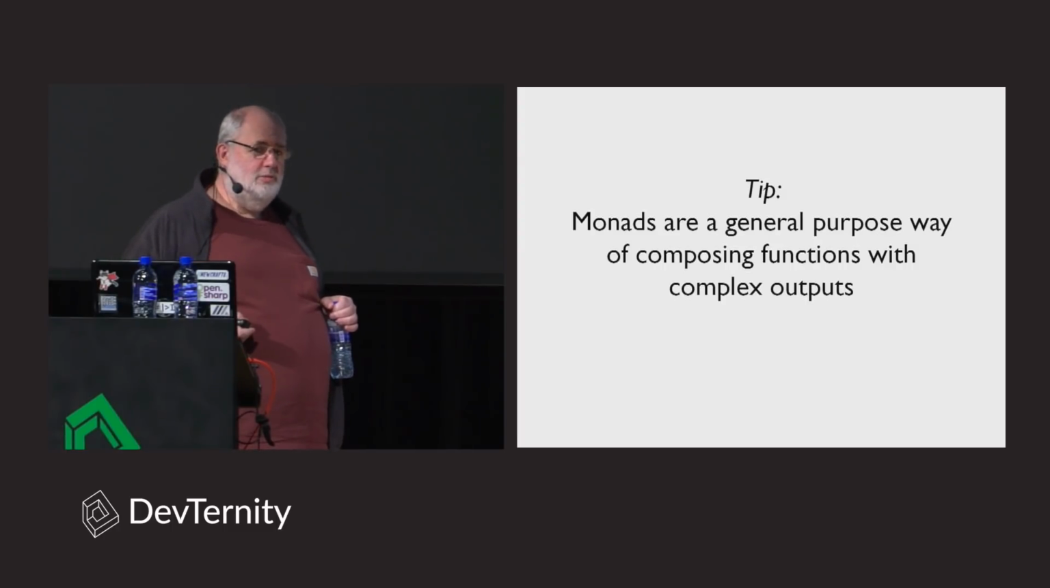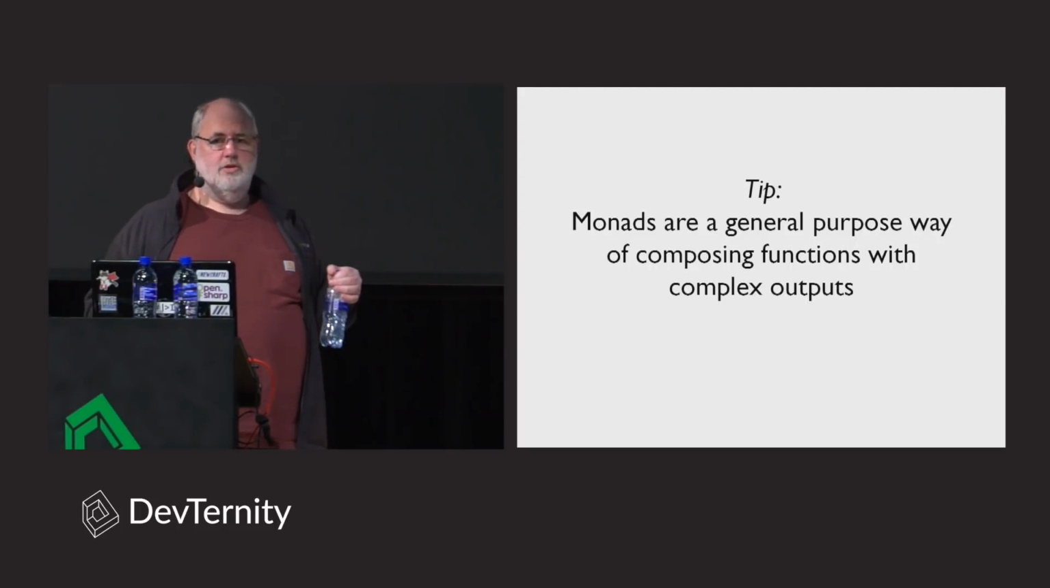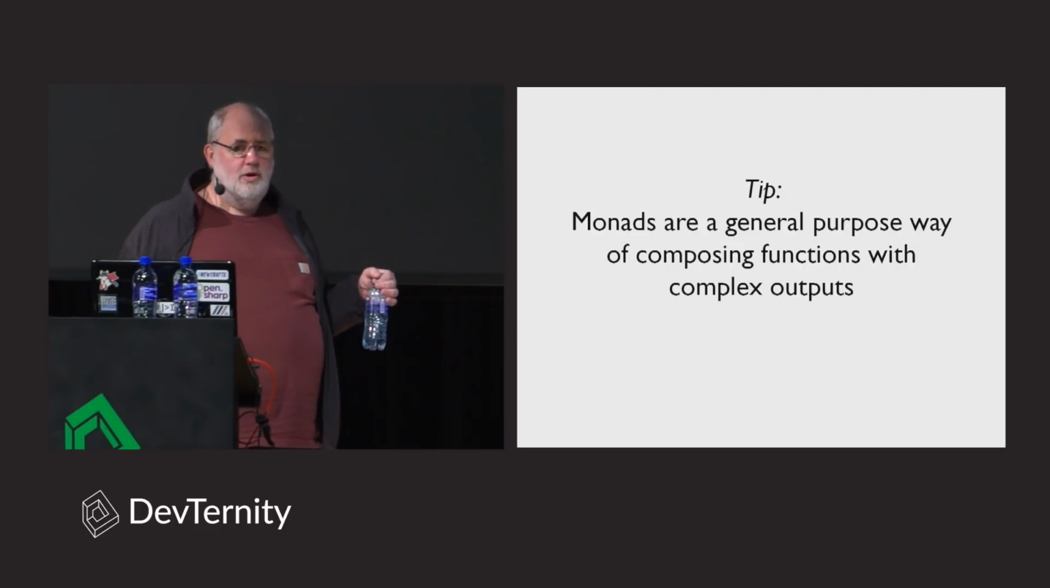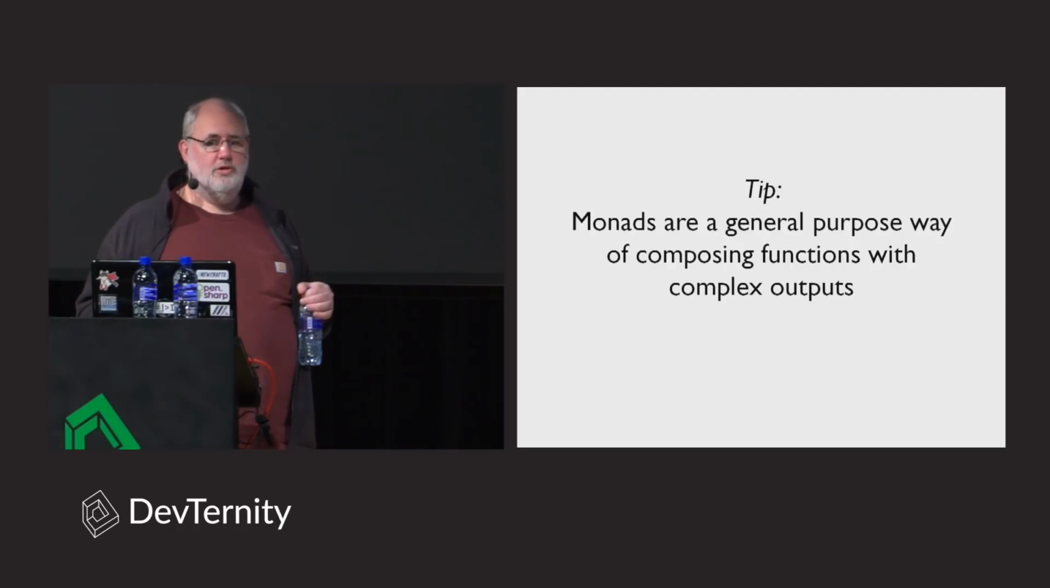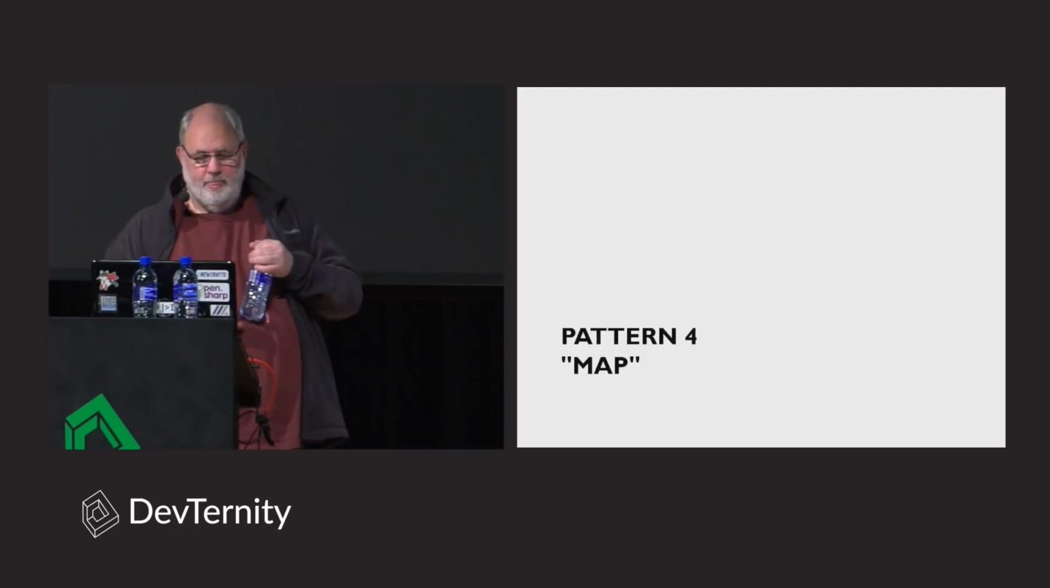So why are functional programmers so big on monads? The reason is because it's a general purpose way of composing functions which have complex outputs, like tasks or errors or whatever. So monads are very big because you have this kind of situation all the time, and you can use monads to solve that problem. Right. Fourth pattern, which is map.